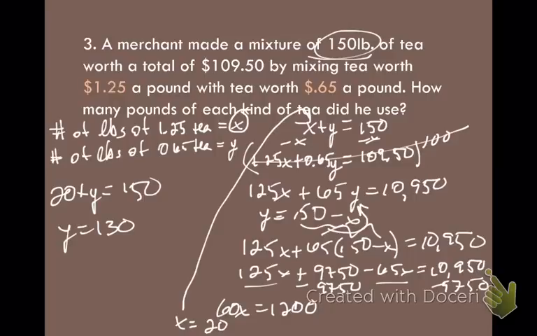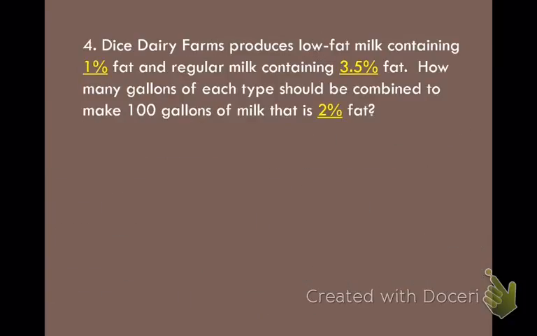Okay, so we're going to use 130 pounds of the other tea. So in a complete sentence, okay, we're going to use 20 pounds of the expensive tea and 130 pounds of the inexpensive tea to create a mixture that is 150 pounds worth $109.50. Okay? All right. So a little bit into the mixture. Now we're getting into a little bit more, right?